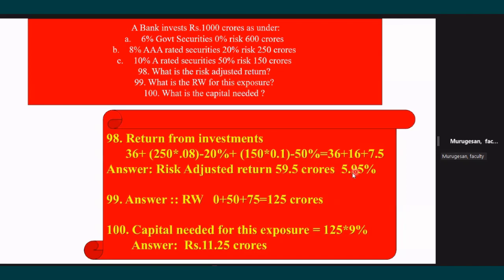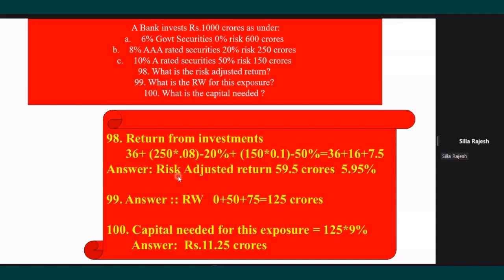Then they will ask, what is the effective return? You are investing 1,000 crore and you are getting 59.5. So your effective return, your overall or average return, as they will use, is 5.95 only. Though you are investing at 6% here, 8% here, 10% here, your average overall income becomes 5.95. Understood or not? This is the first point. Risk weighted adjusted. Okay, now second one.